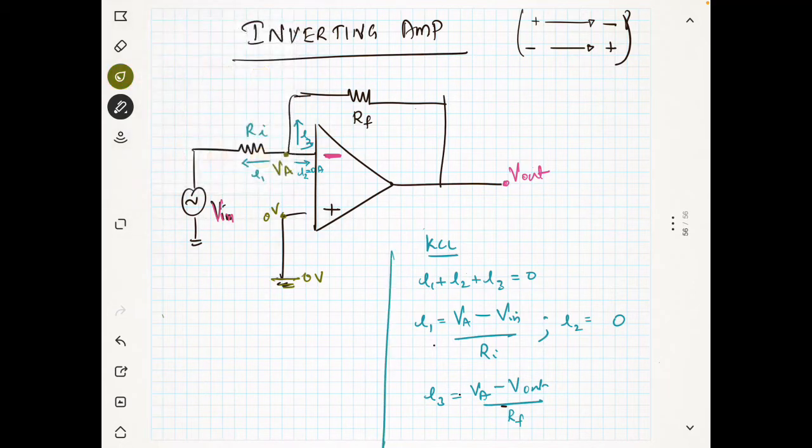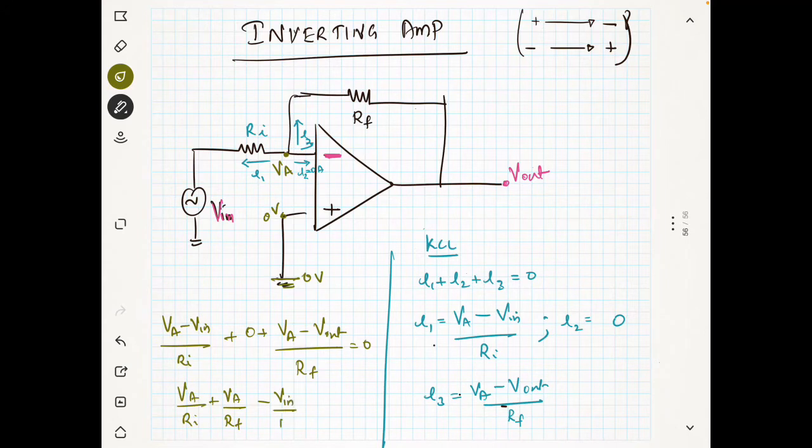Okay, so (VA minus V in) by RI plus 0 plus (VA minus V out) divided by RF. This total is equal to 0. That means VA by RI plus VA by RF, minus V in by RI is equal to V out by RF. Is it clear? Because I am just rewriting the equation by keeping some terms on the left side and some terms on the right side.